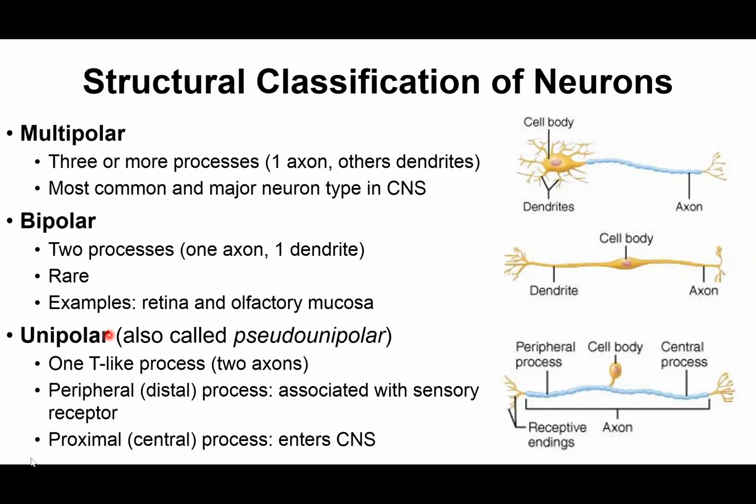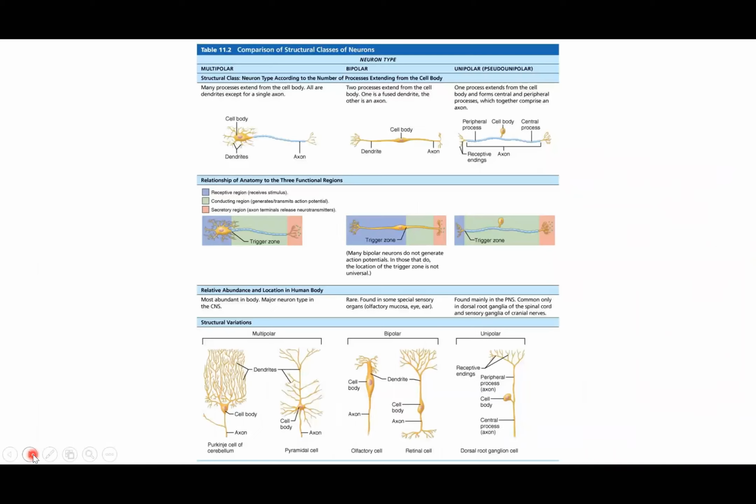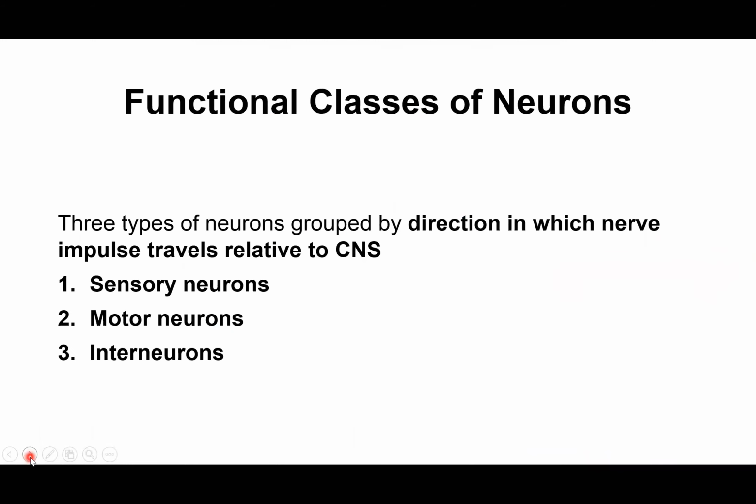However, here's a table going through the three different structural classes of neurons, and you guys can take a look at that on your own. I just wanted to put that in there to help organize everything in your mind. So in addition to classifying neurons structurally, as I was saying before, we also can classify them functionally.